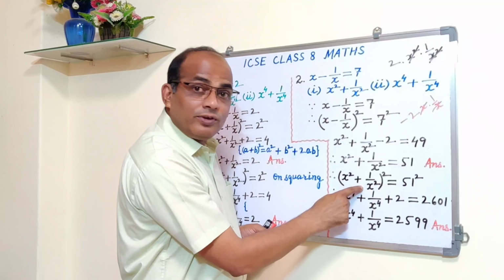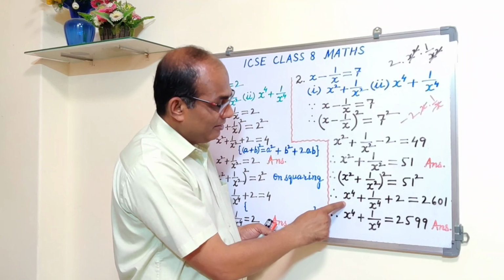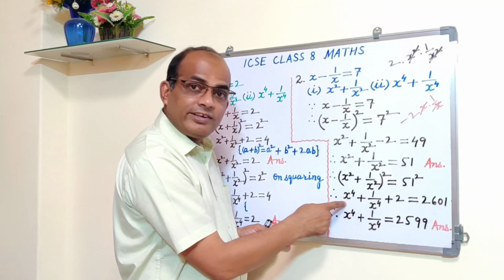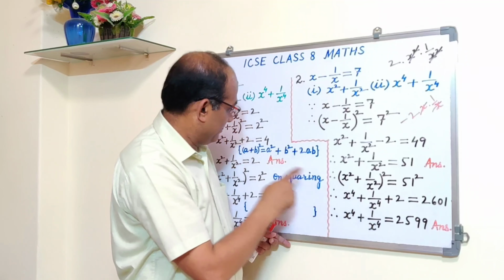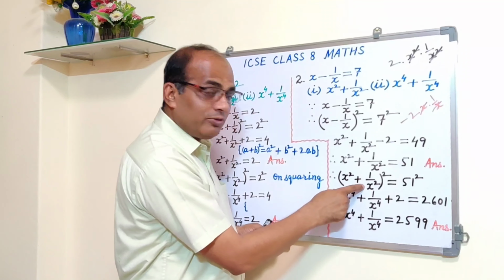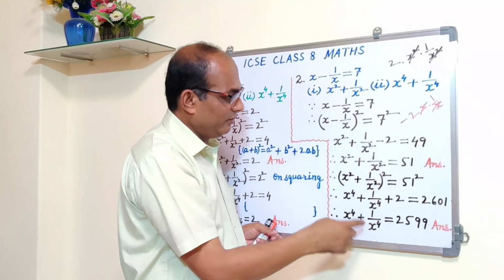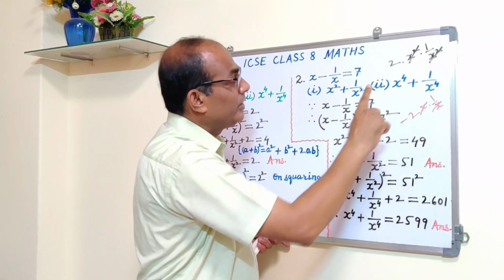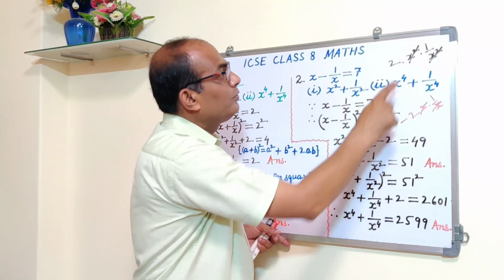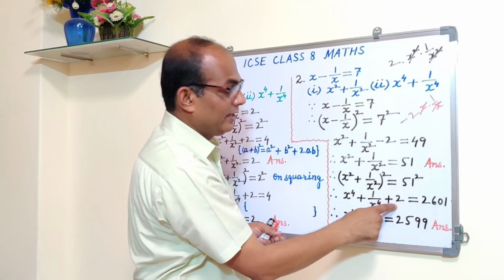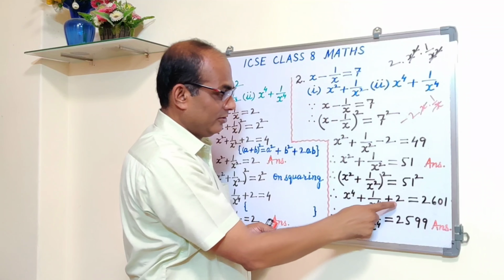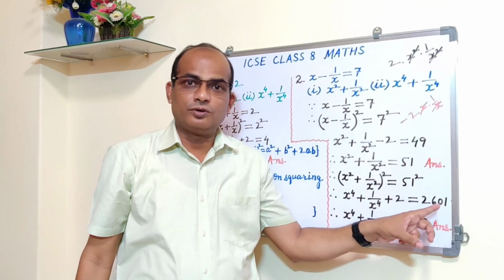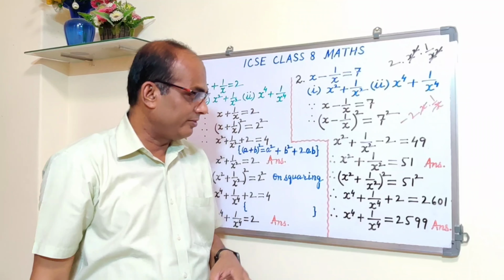Now, a plus b whole square formula, which is a square means x square square. So x raised to the power 4 plus b square. In our case, b is 1 upon x square. So 1 upon x square square, which is 1 upon x raised to the power 4, plus 2ab. 2ab, as I told you. So 2 into x square into 1 upon x square. So we are getting only 2 because x square cancels x square. So plus 2. This is the left hand side. Right hand side, the square of 51 is 2601. That you can multiply, 51 into 51.